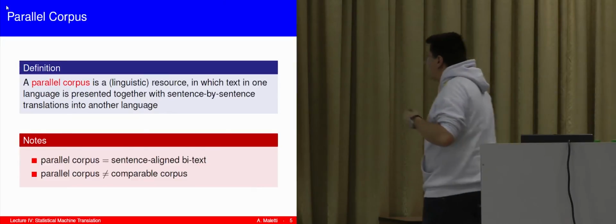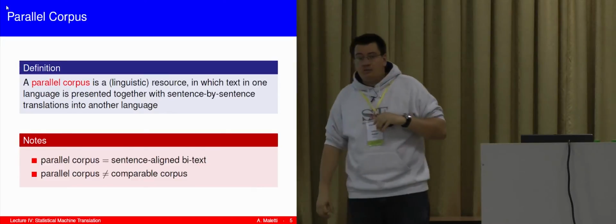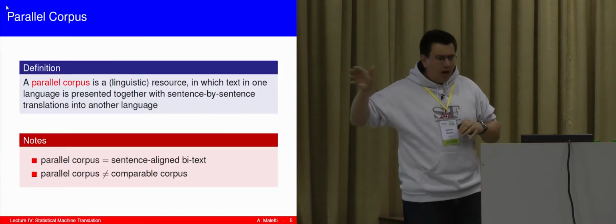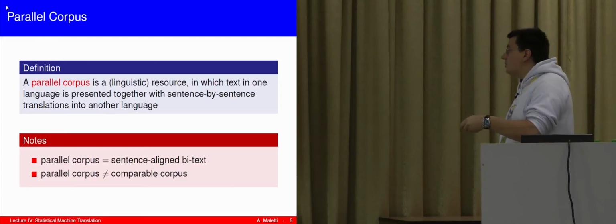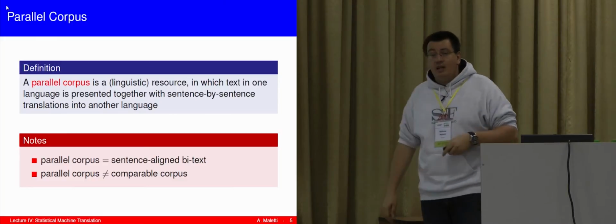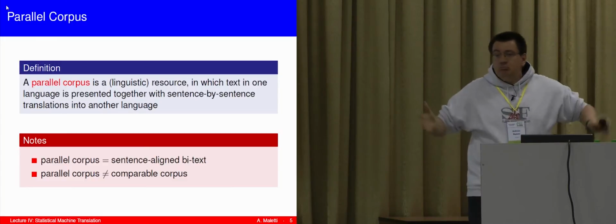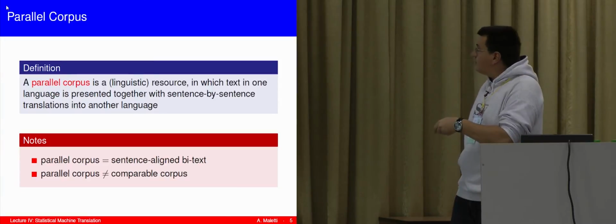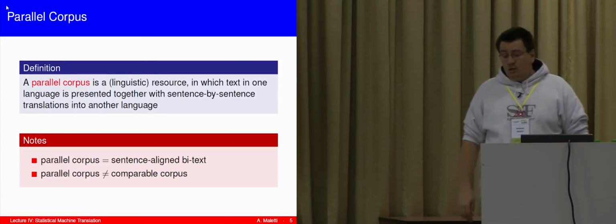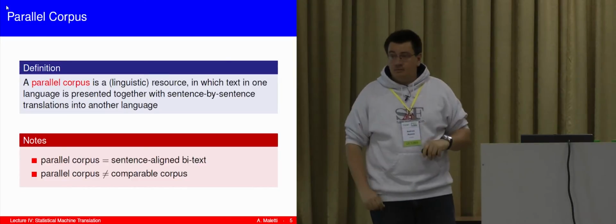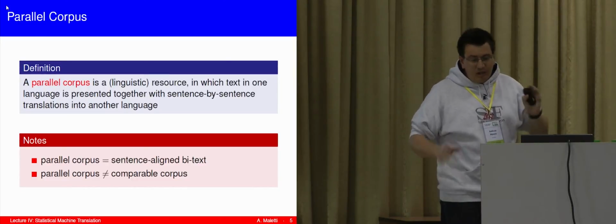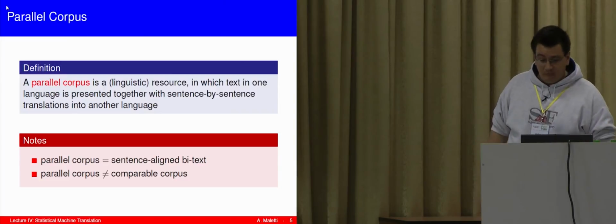Just in case you end up talking to your local linguist next week, maybe the week after: a parallel corpus is the same as a sentence-aligned text. He might call it like that. That's the same. But it's not the same as a comparable corpus. A comparable corpus just has two texts which speak about the same thing, but it doesn't have to be a translation of each other.